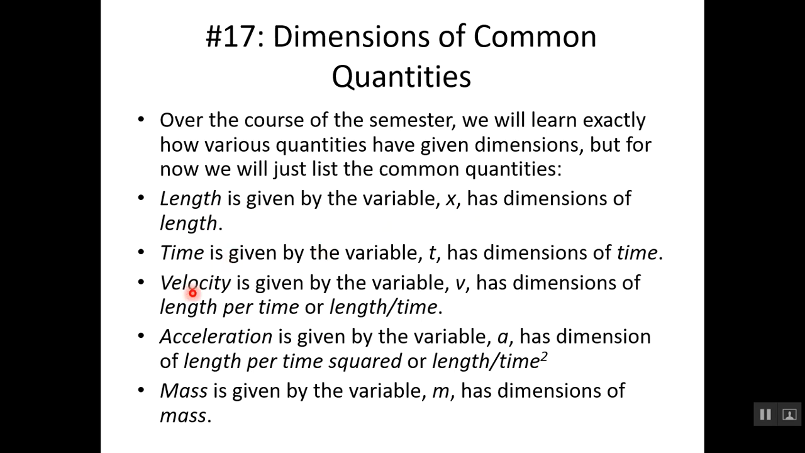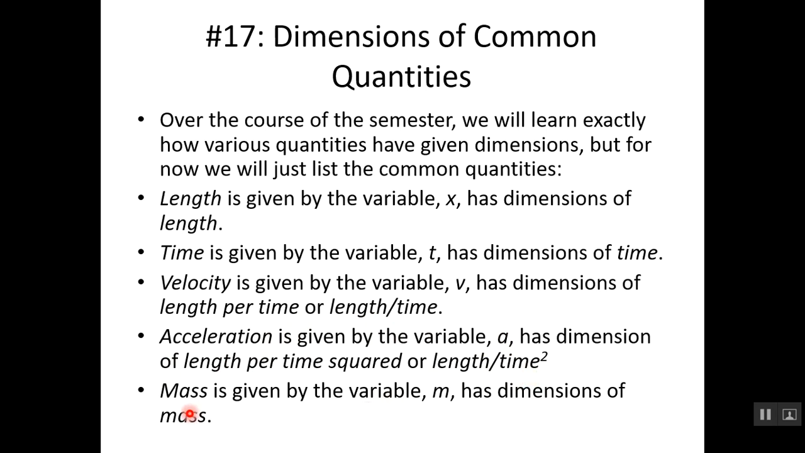And obviously, time has this thing called the dimension of time. It's pretty obvious that time is time. The new thing here is velocity and acceleration, which you maybe have seen before, maybe you haven't. Once again, we'll learn what these things are in detail next week, but for now, I'm just telling you what they are. So velocity is given by the symbol v, and it has dimensions of length per time. That's just how it is. Acceleration is given by the symbol a, with dimensions of length per time squared.